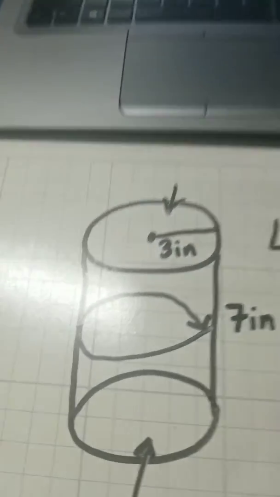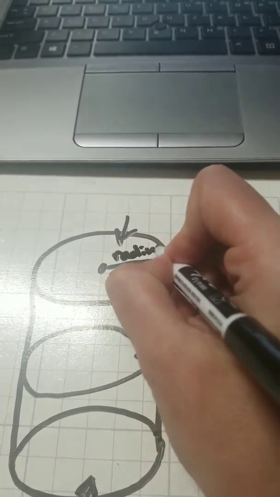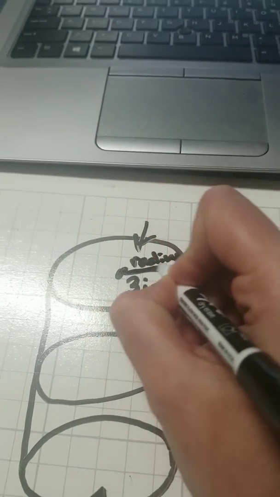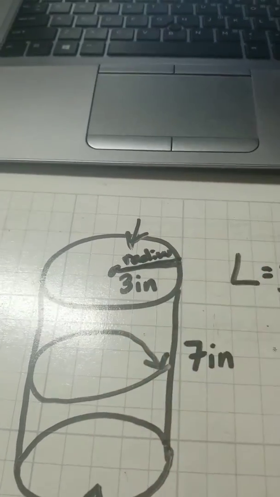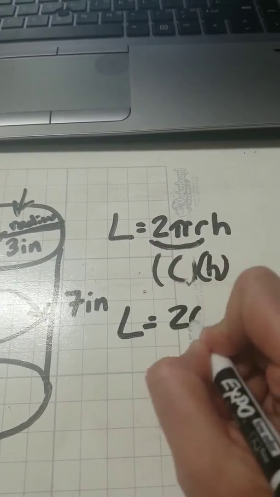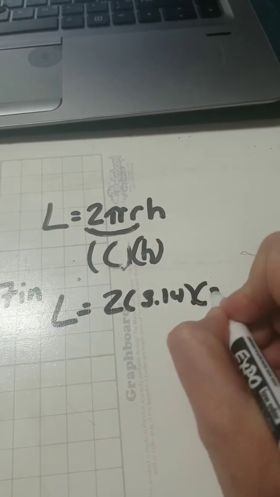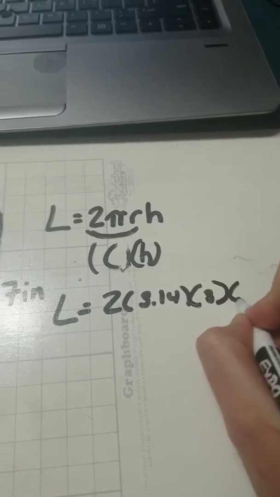All right, so this is my radius. Remember that radius is half of your diameter, so it's from the center of your can to the outside edge, or the center of your circle to the outside edge. So I'm going to substitute some numbers in here, and then we're going to multiply them out. Remember that pi is approximately 3.14 times my radius, which is 3, times my height, which is 7.